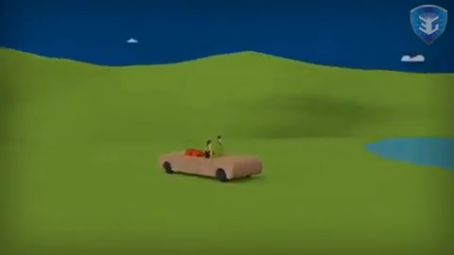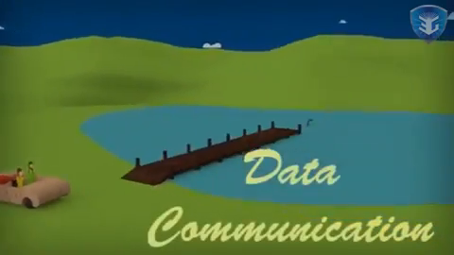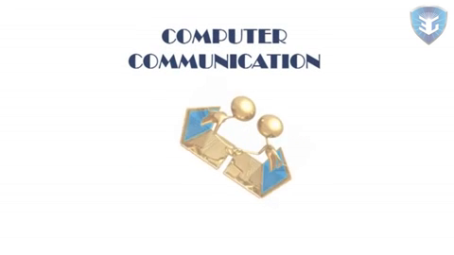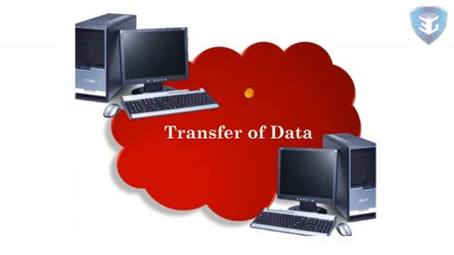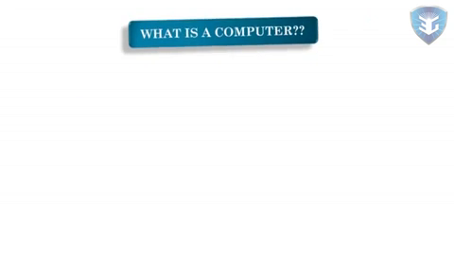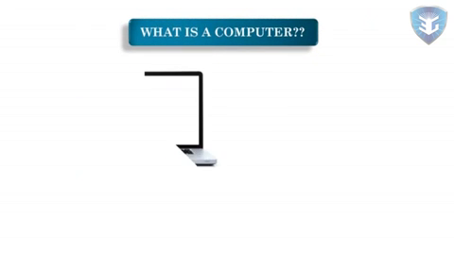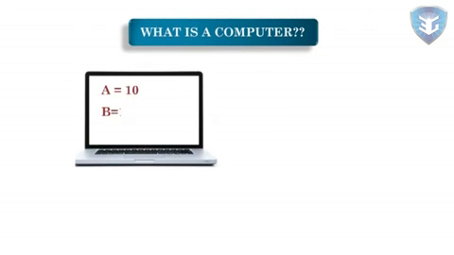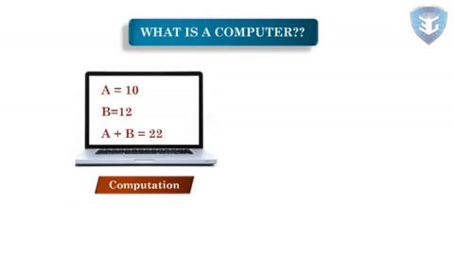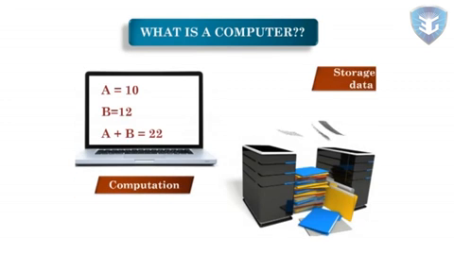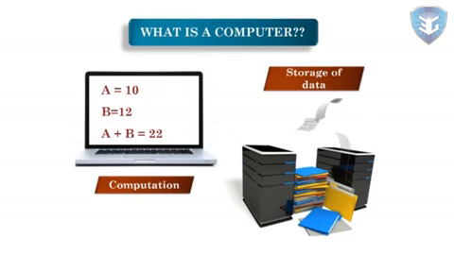Let's start with simple data communication. Computer communication. Before we begin with the data communication between computers, let us first see what a computer is. A computer is a programmable machine that is used to perform various computations. It is also used to store data in it.